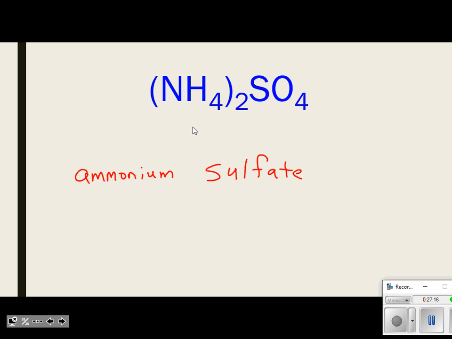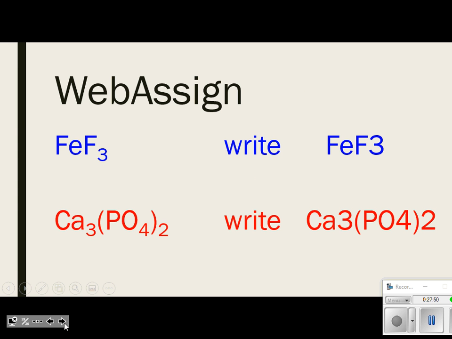Questions about that? You just have to recognize when that NH4 comes up that you have ammonium. And like I said, we only have a couple polyatomic ions that are positive. Ammonium is one. We're going to talk later about the hydronium ion when we do acids and bases, but we don't hardly see that with this naming stuff. Now, my next slide here is some WebAssign things.